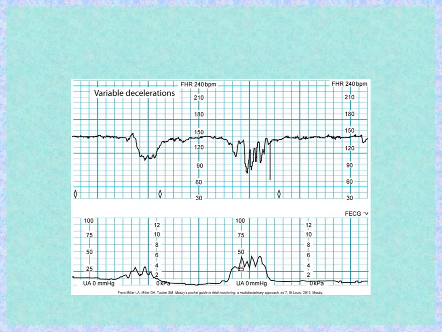In this slide, you see two variable decelerations. With each, you see a pattern on the uterine contractions that's not smooth, it's very jagged. This indicates most likely that this mother is pushing.